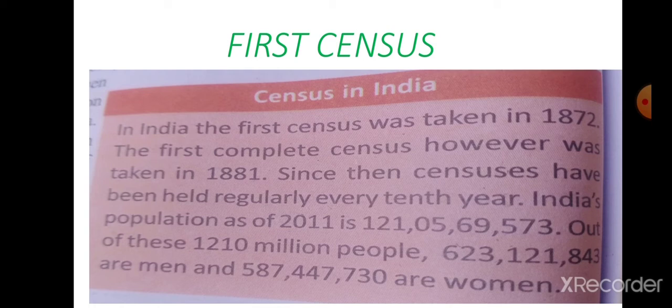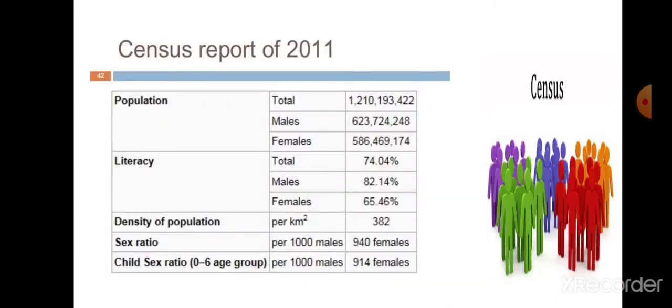Then one more piece of information about the 2011 census. According to the 2011 census, let's see the total population, literacy, density of population, sex ratio and child sex ratio. Population: the total population is 121 crores. Male population 623 crores. Female population 586 crores.